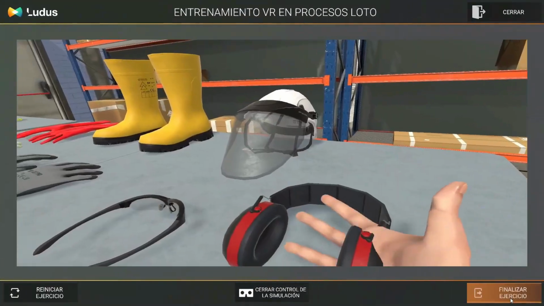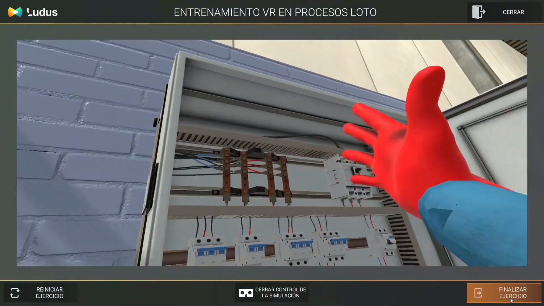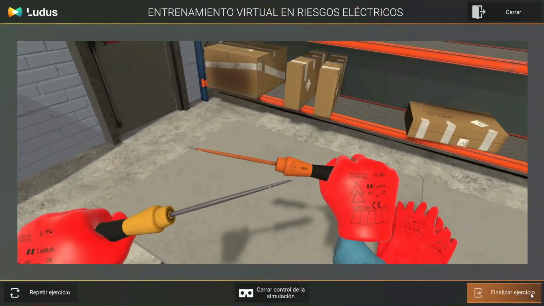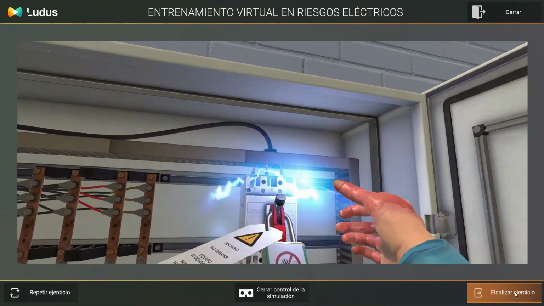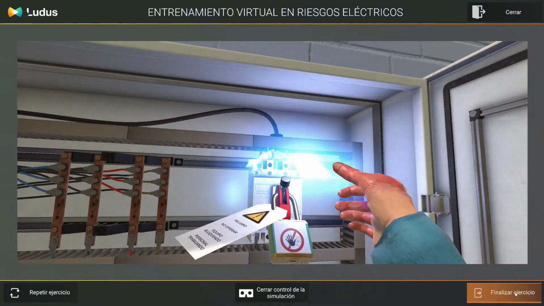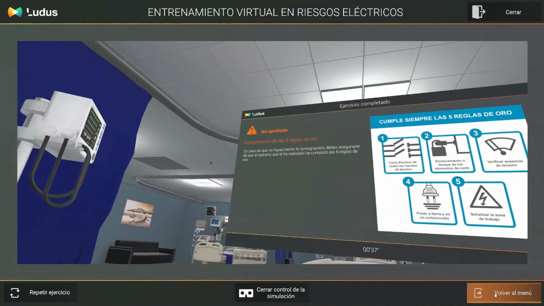Let's imagine we're going to teach a course on electrical hazards or introduce a lesson during a general safety training session. We can use the electrical hazards simulation to explain why direct and indirect electrical contacts occur, what electrical arcs are, and which protective equipment and preventive measures would protect them against these risks.